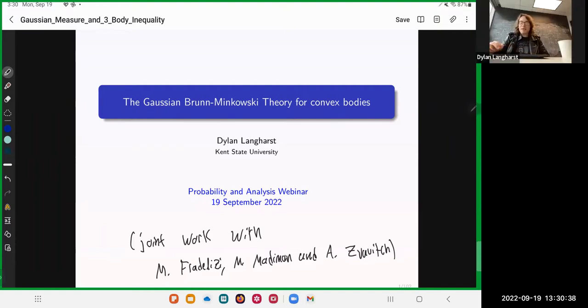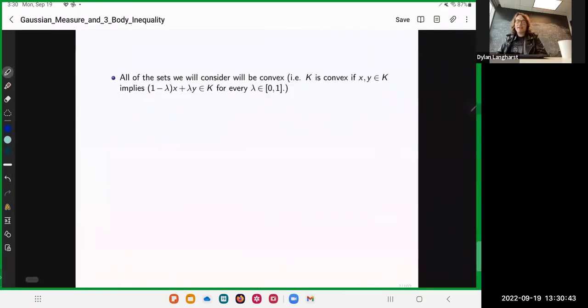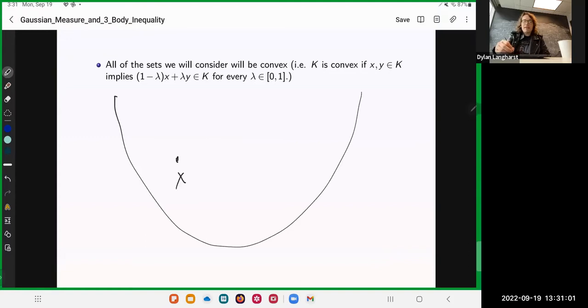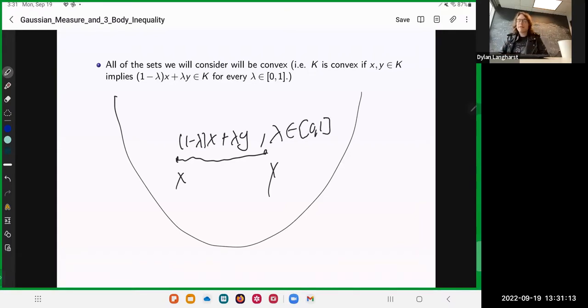First, I should tell you what a convex body is, and then what the Brunn-Minkowski theory is. I remind you that a set K is convex if for any two points in the set, say X and Y, I connect them with a line segment, parameterized with lambda in [0, 1], and this entire line segment must be inside the set.